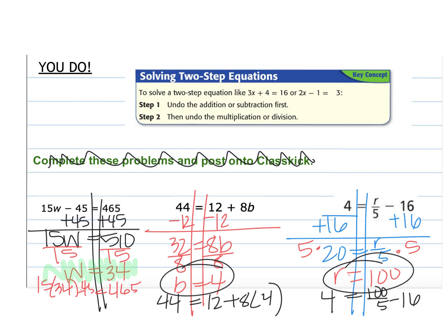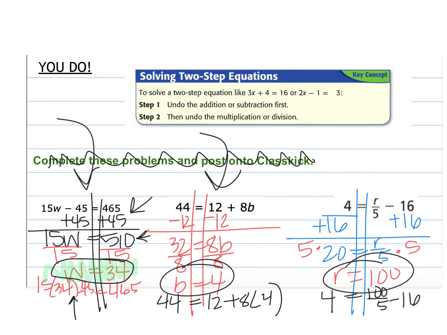All right, so for the first one, 15w minus 45 equals 465. Notice that I added 45, which got me 15w equals 510. Divide both sides by 15, and I get w equals 34, and then I checked it, and that's what I got. 44 equals 12 plus 8b.